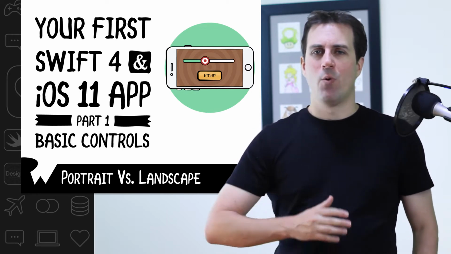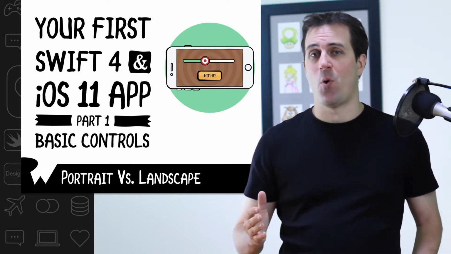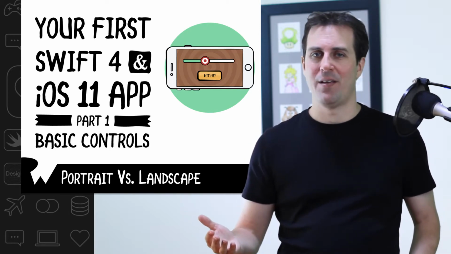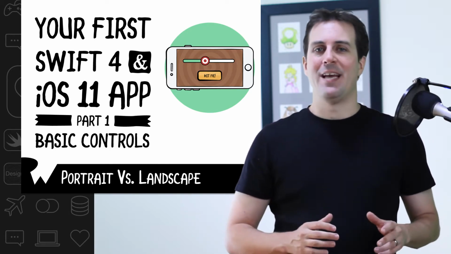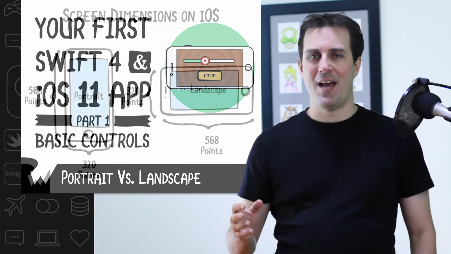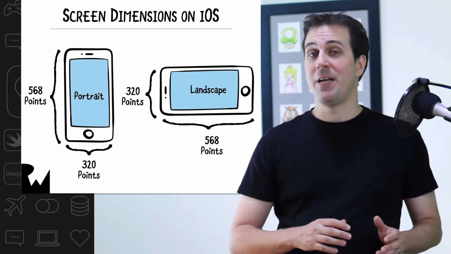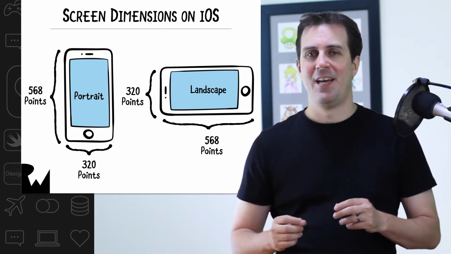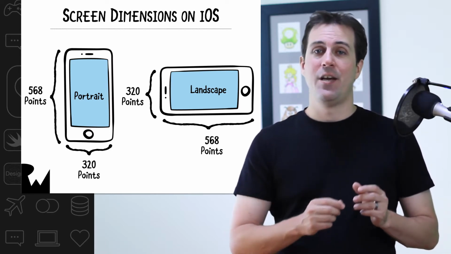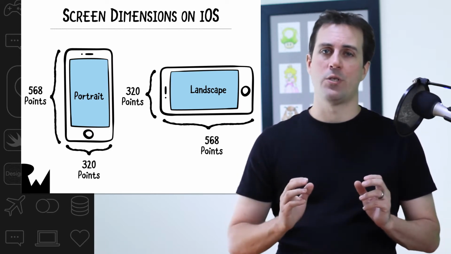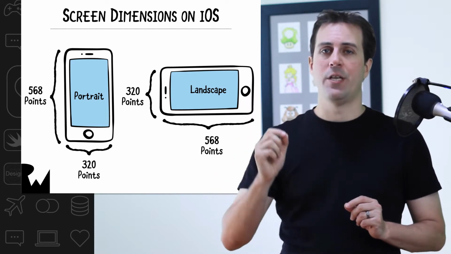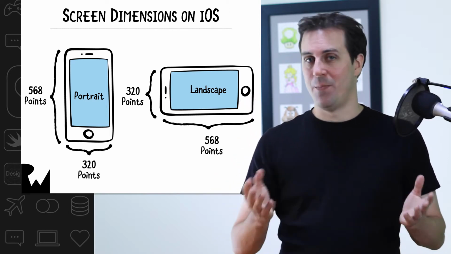For Bullseye, we're going to make the app work on landscape only because the game looks a lot better that way. But before we do this, I wanted to take a break and explain how screen dimensions work on iOS. On iOS, screen dimensions are measured in terms of points. For example, on iPhone SE, you have 320 points horizontally and 568 points vertically. For landscape, these dimensions are switched.